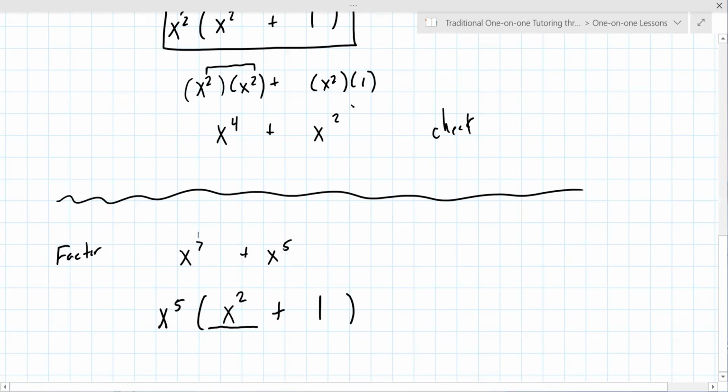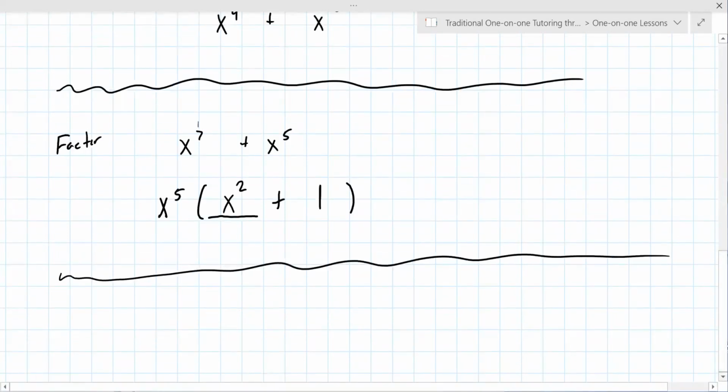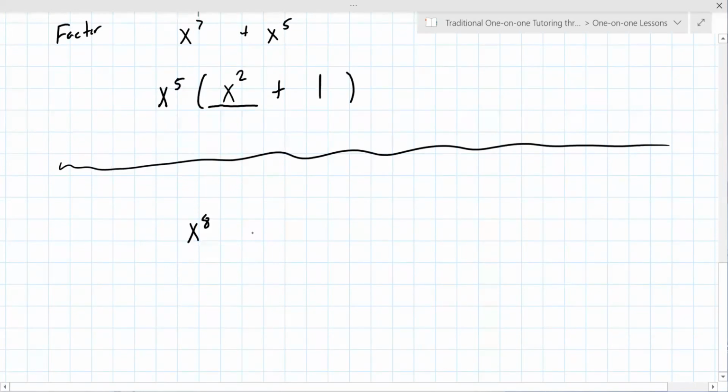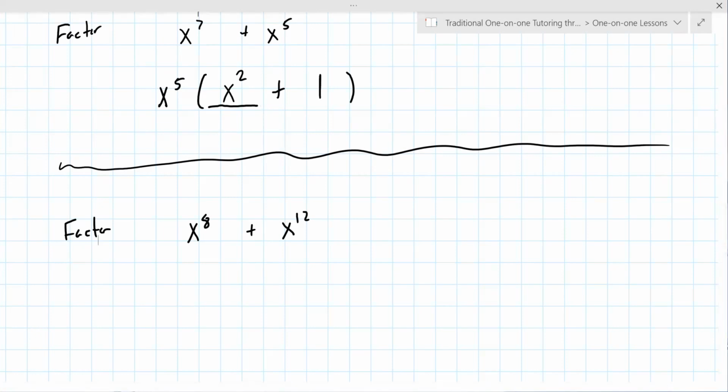Okay, let's try another one here. I want you to try this one on your own, please. X to the eighth plus x to the 12th. I want you to factor this. Okay, I'll just write this. All right.